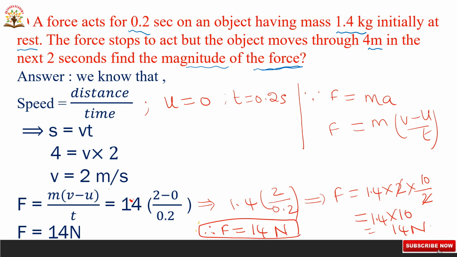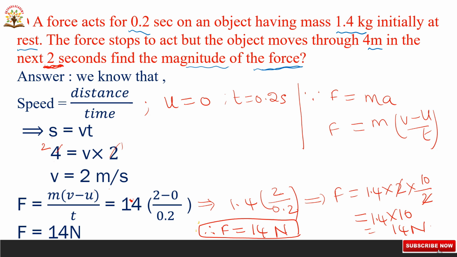Okay. Now, speed is equal to distance by time, so distance is equal to speed into time. S is nothing but distance, V is nothing but speed, into time. Now substituting S value 4 and V into T, T they have given as 2 seconds. The object moves through 4 meters in the next 2 seconds, so this 2 we are substituting. So V is equal to 2 ones are 2, 2 twos are 4. So V is equal to 2 meters per second.